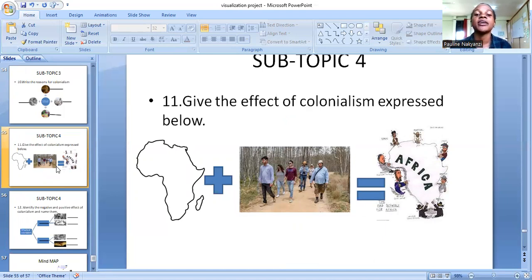I asked my learners to give the effect of colonialism expressed below. That is, I got a map of Africa, then Europeans walking along the road towards Africa, and then Europeans pulling the map of Africa, which shows that the coming of Europeans led to the scramble for Africa, and so they can ably understand.